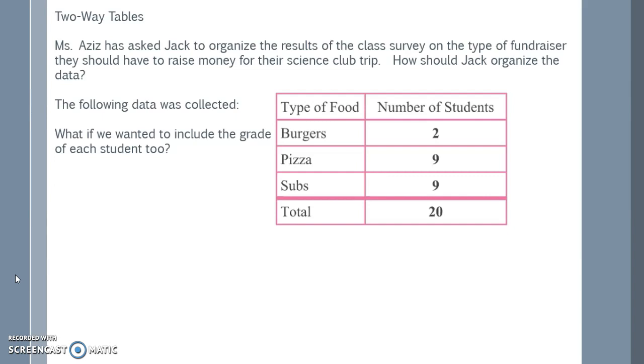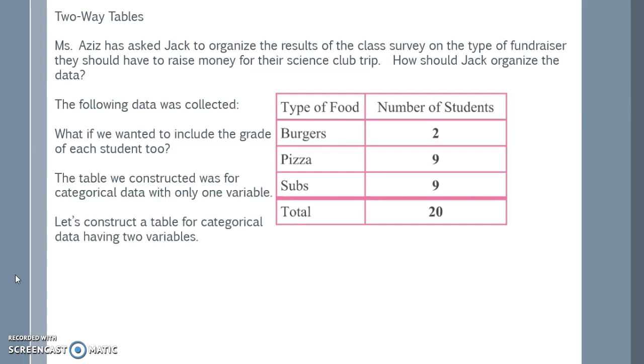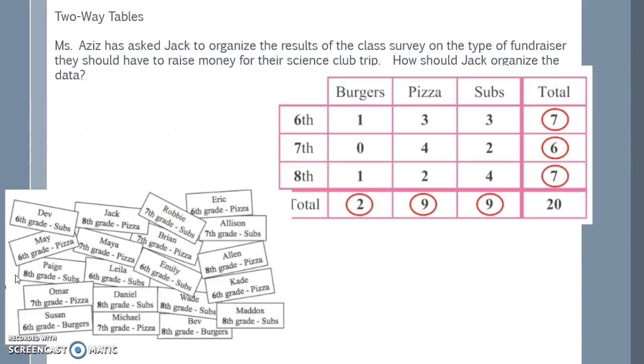But what if we wanted to include the grade of each student too? The table we constructed here is for categorical data with only one variable. Let's construct a table for categorical data having 2 variables, grade level and the type of food. So given the information we have, we can put the grade level along the left-hand side and burgers, pizzas, and subs along the top and start tallying all of them together.